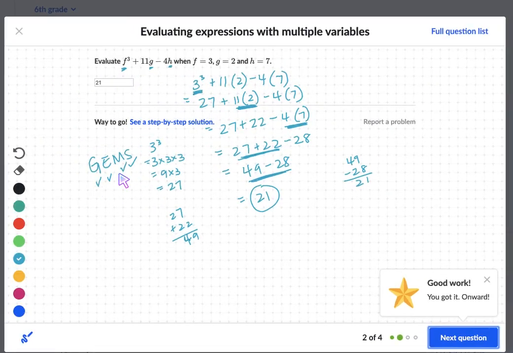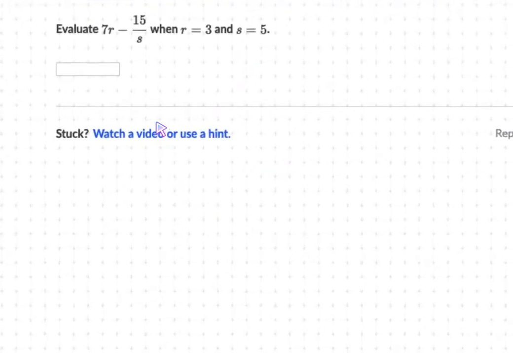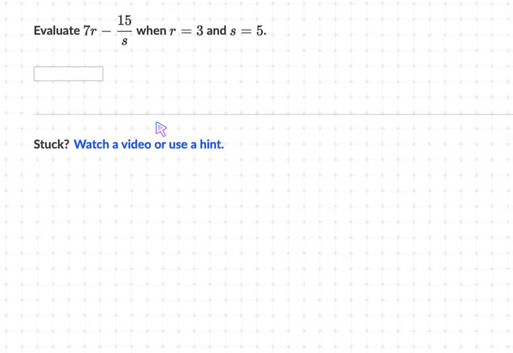So I'm going to do all the steps in order so that I don't get too ahead of myself and go out of order. And I'm also using parentheses to show that it's multiplication. So 11 times 2 is not 112. 4 times 7 is not just 47. We're going to do one last one. Go ahead and pause the video and try this one on your own first.